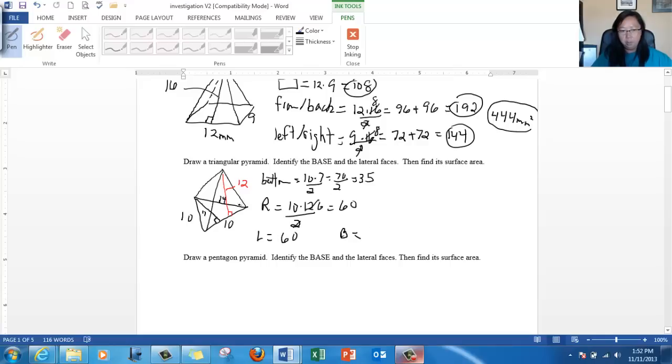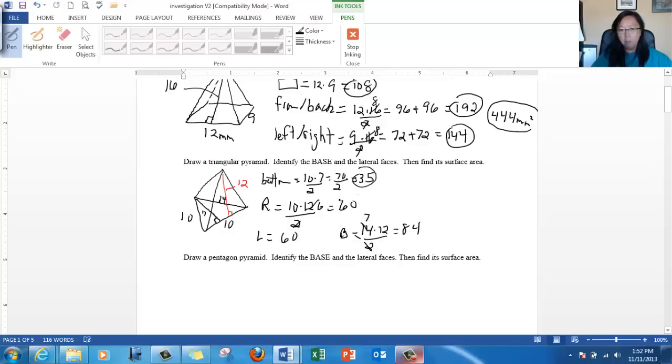Now the back face, this one over here, has a height of 12, but the bottom base here is 14. So 14 times 12, divide by 2. 14 divided by 2 is 7. 7 times 12 is 84.